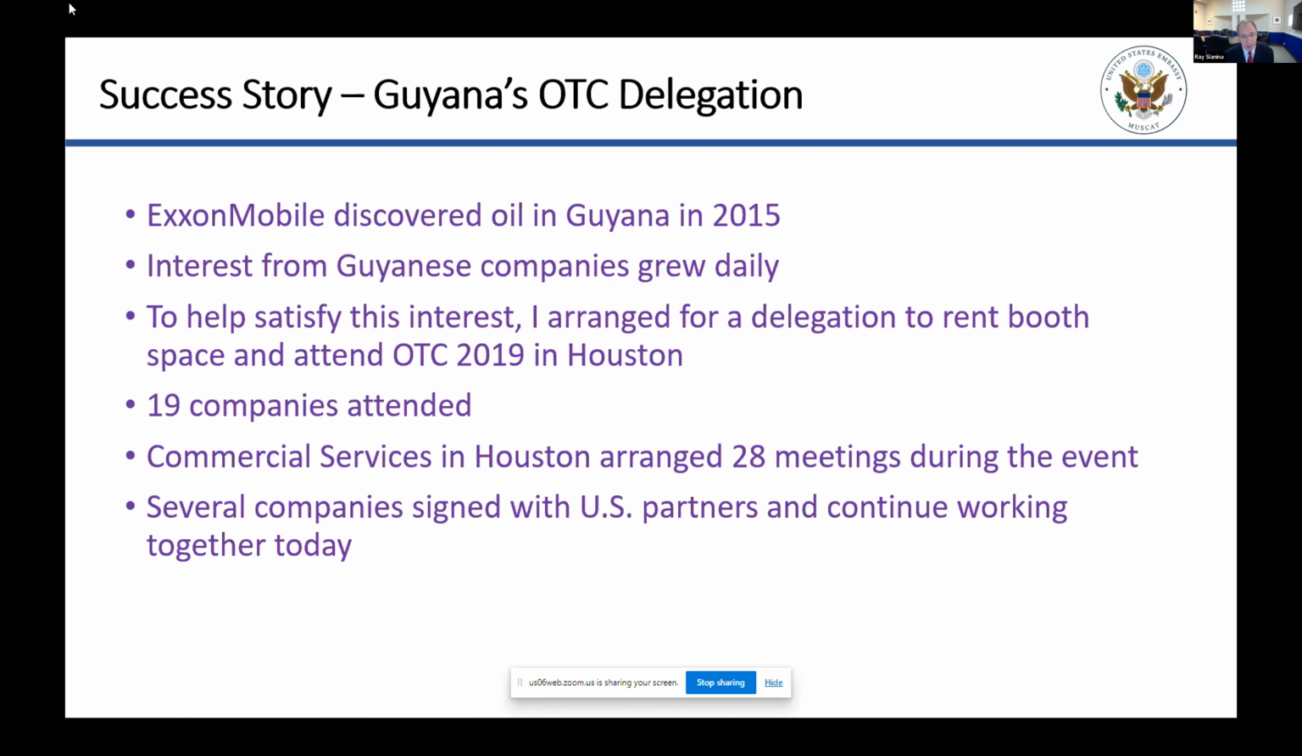Several of the Guyanese companies signed with US partners, and they're making a lot of money today. If you don't know, Guyana has discovered a lot of oil, and they got in at the very beginning. So they're the experienced players in town. And so this is just one example of how commercial services can be a great help. They did a lot of the tough work for me and for my Guyanese delegation. And basically, they just had to show up and meet the right people. And from there, the money and the partnerships came. So it's a very easy way to get assistance and to penetrate a market that can seem daunting.